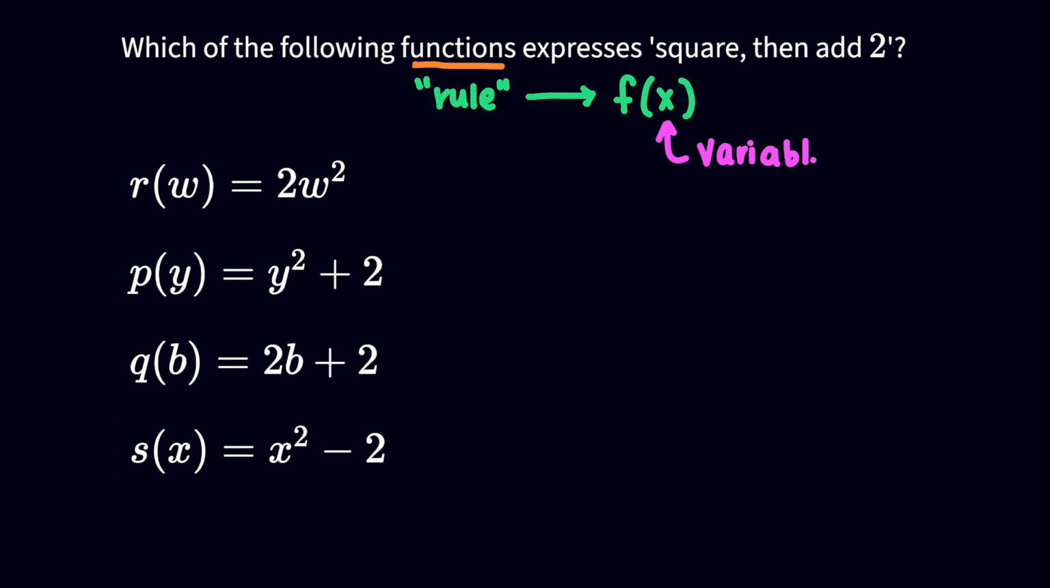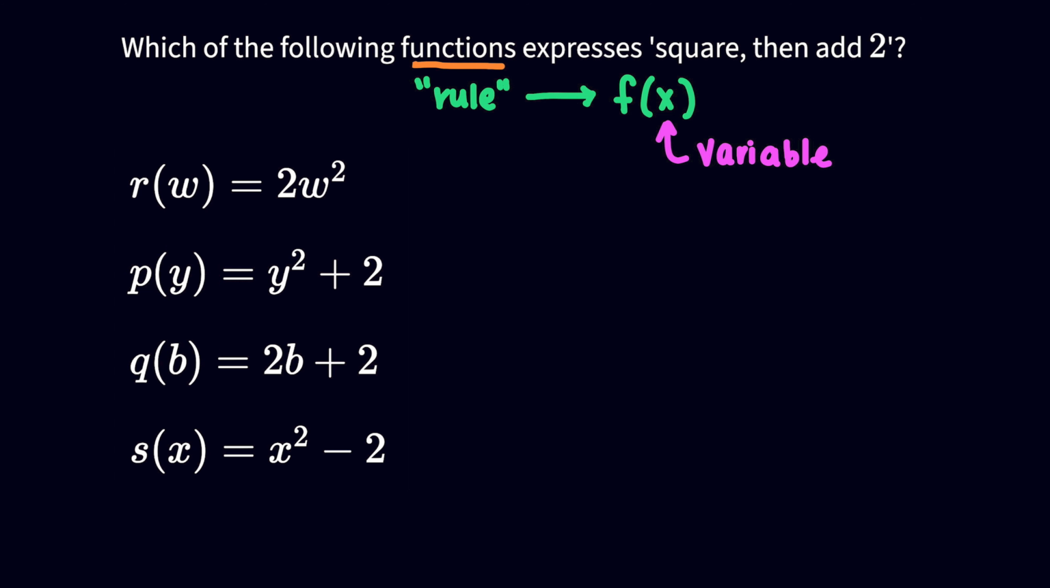So, for these examples, we have a function called r, and we are directing what to do with w. Notice how whatever the letter is in the parentheses is the variable that we're using on the other side. So all of these r, p, q, and s are the function names, or the rules, and the letters inside the parentheses are the variables that you're doing the actual expression with. And that's what we have to do.